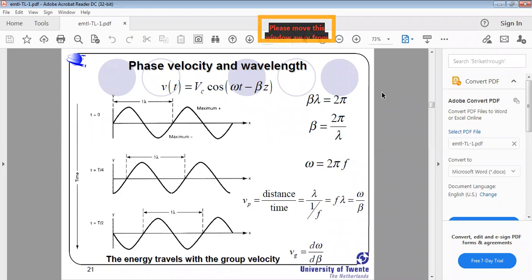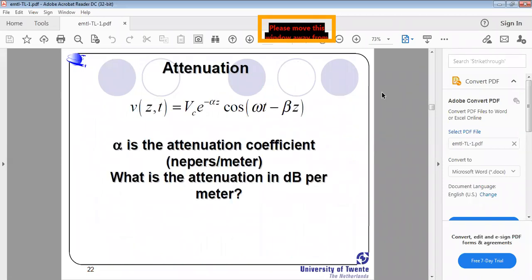Wave velocity or phase velocity for a single wave is omega by beta. When we consider the group of waves, then it is said to be group velocity, represented as Vg equal to d omega by d beta. V suffix g is nothing but group velocity.